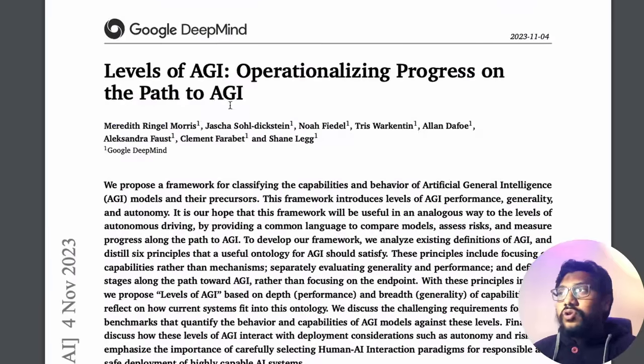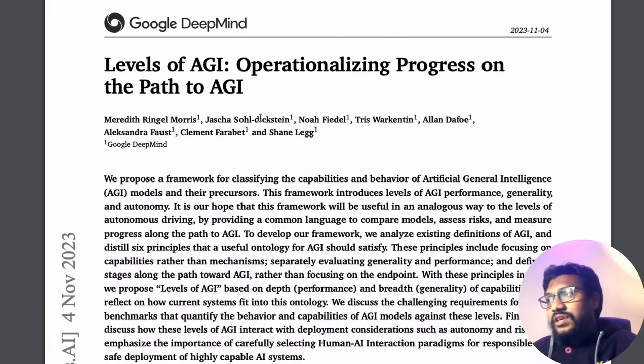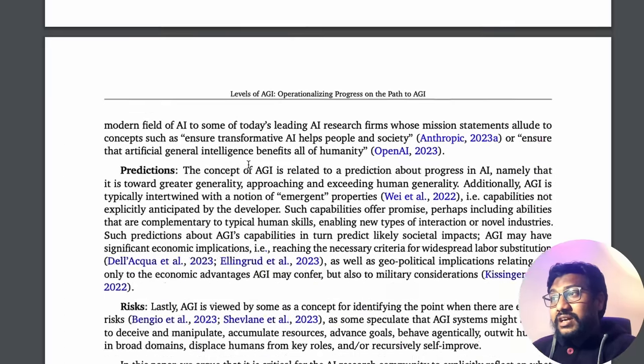Strangely, Google does not release anything other than these kinds of things. So that's quite a funny thing. I think there'll be a lot of memes around what Google is releasing. But anyways, Levels of AGI is a very interesting paper.